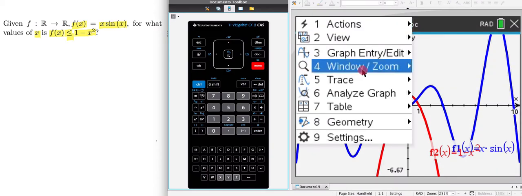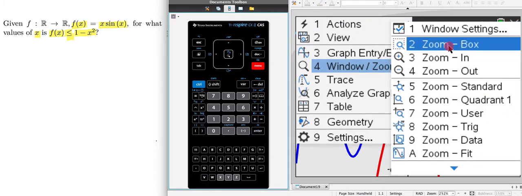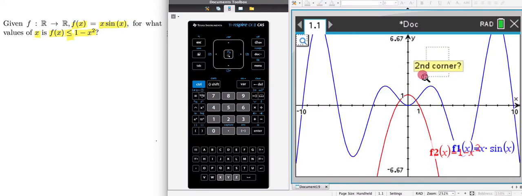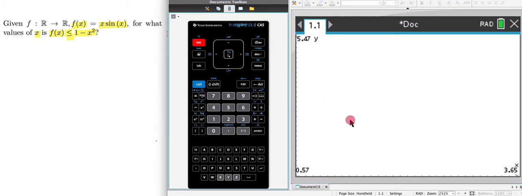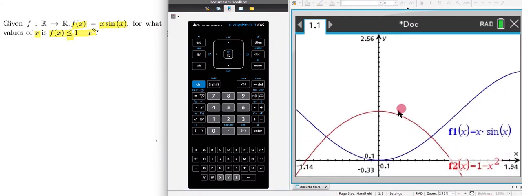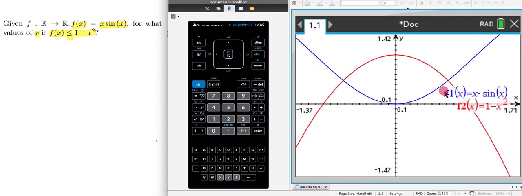Let's go menu, zoom, box. Whoops. Sometimes CAS is temperamental. You have to, there we go. Let's drag it into position. So we have our red graph and our blue one.